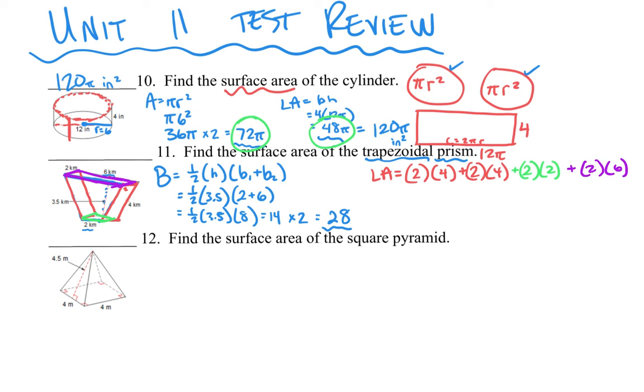All right, so I can add up all those areas. Those are all my rectangles, all 4 of them. So I've got an 8, an 8, a 4, and a 12. So the area of my 2 bases is 28, and then the lateral area of all those rectangles is 32 square kilometers. So we have a total surface area. Add them together, 28 and 32 makes 60 square kilometers.